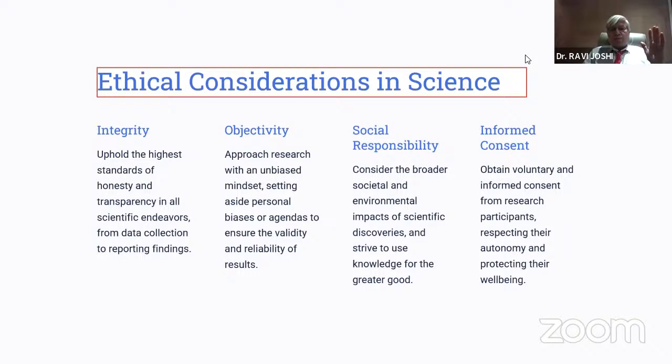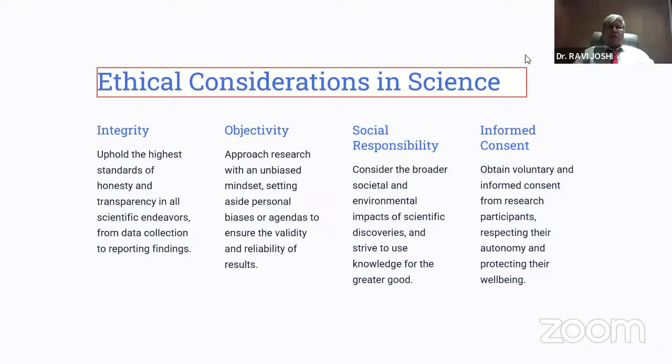Social responsibility. Consider the broader societal and environmental impact of scientific discoveries and strive to use knowledge for the greater good. This ability we need to develop among the students. That's why some time before I mentioned organic food, organic fertilizers, organic medicines. All this has come because of social responsibility. So when we are working in the sciences, equally we have to take into account social responsibility and informed consent. It's very important in science.